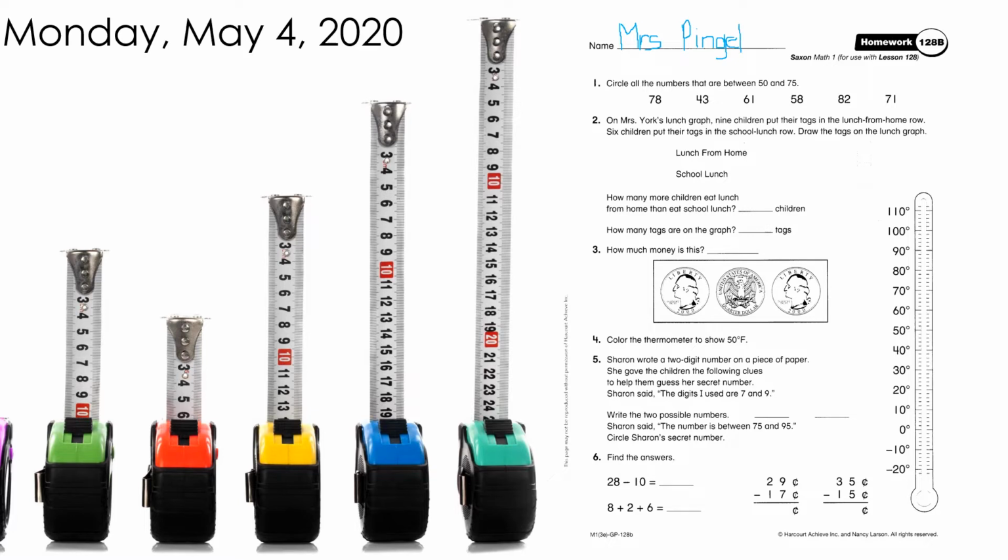Let's begin. Number 1, circle all the numbers that are between 50 and 75. So we have to make sure that the numbers are greater or larger than 50 and less than or smaller than 75. Is 78 smaller than 75? No, it cannot go in between. It's too big. Can 43 go in between? Nope, too small. Cross it off.